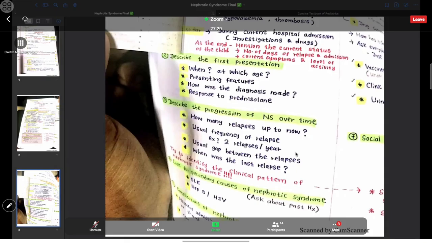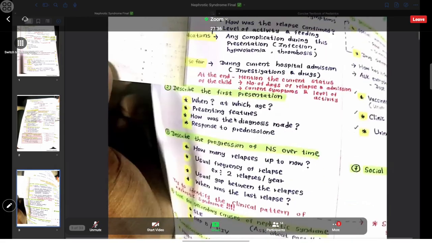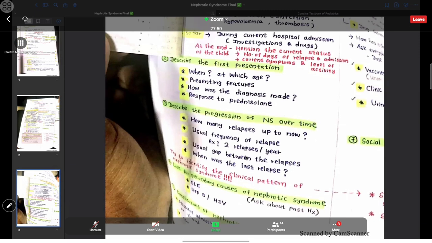Okay, this you need because you need to classify your disease at the end of the history. Then you have to ask what the gap between the relapses was, and what the patient did with the relapses. For the relapses, you don't need to ask for details. Again, your details are focused mainly on the current presentation and the first presentation. Then for the relapses, just ask when they were, how many relapses, and what was done during those relapses. That is enough. Okay.